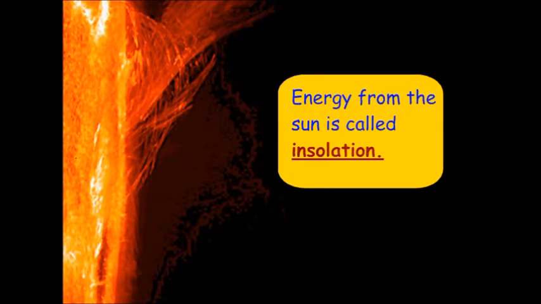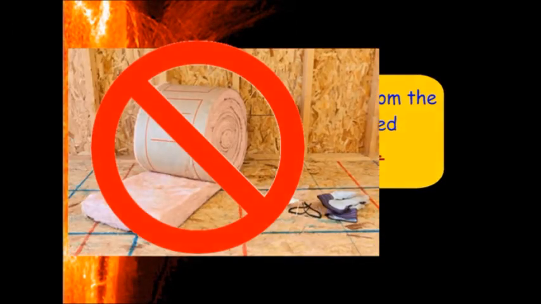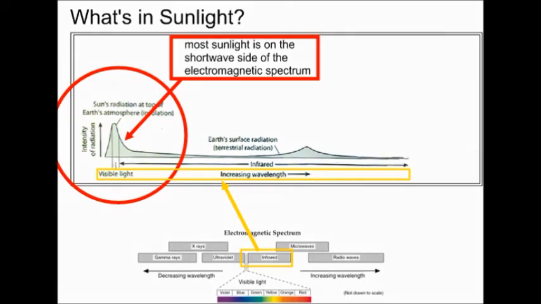Energy from the sun is called insolation, not to be confused with insulation, which is the pink stuff that is in most of our walls and attics.